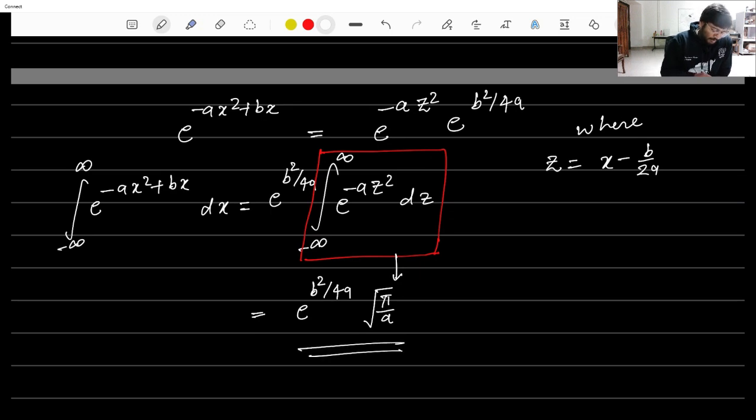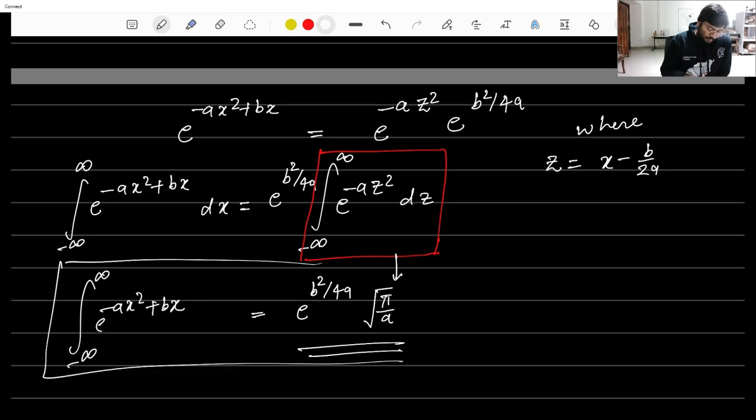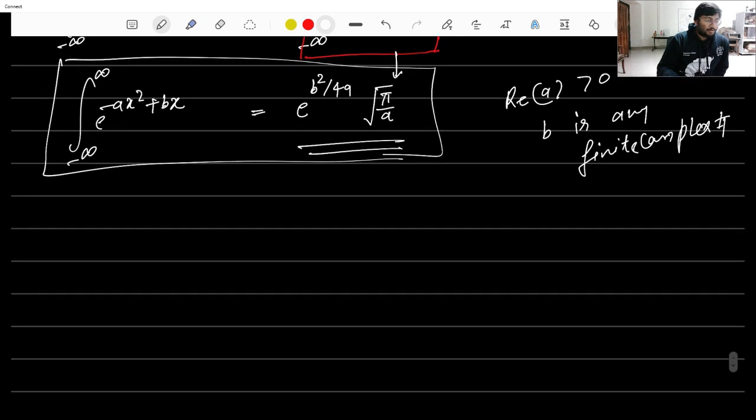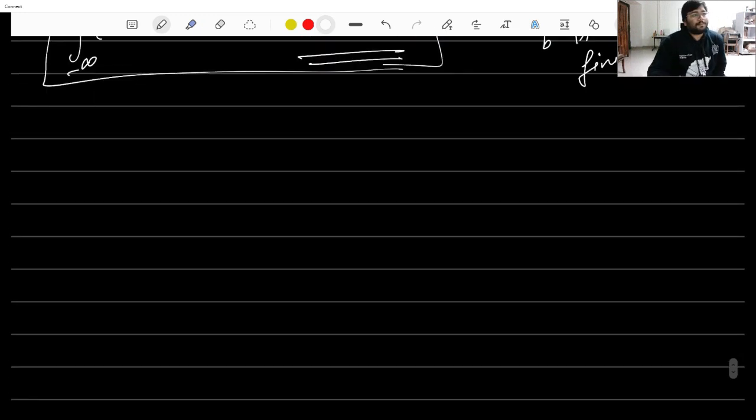So the value of the shifted Gaussian integration, one dimensional, is this. Here the condition is that the real part of a is greater than 0 and b is any finite complex number. Now we will look at the higher dimensional Gaussian integral, and we will start with the two dimensional.